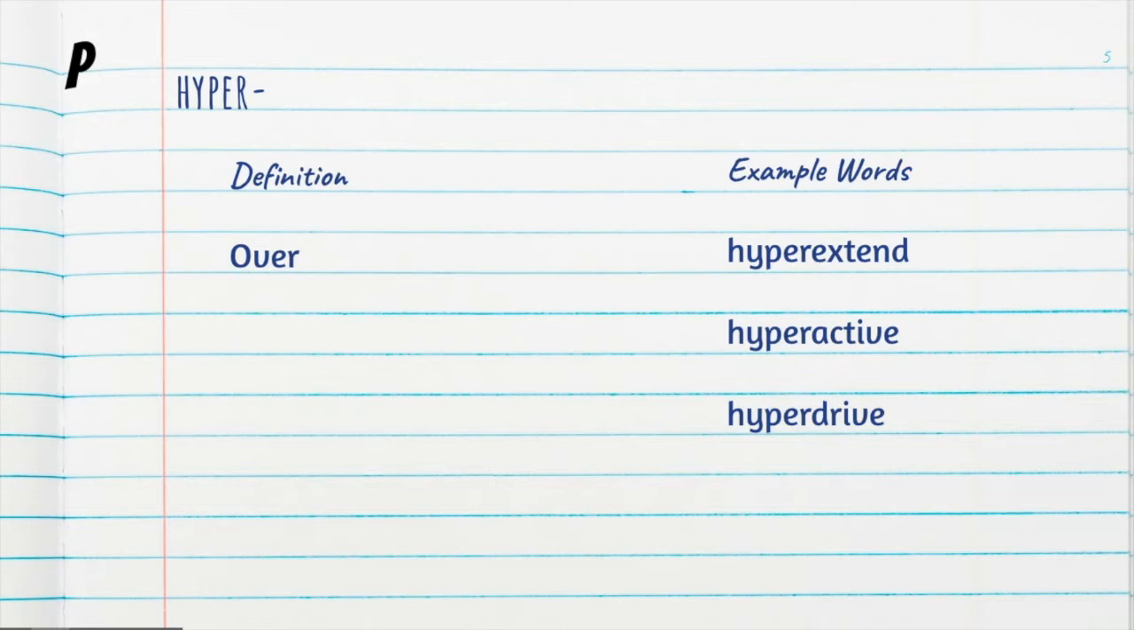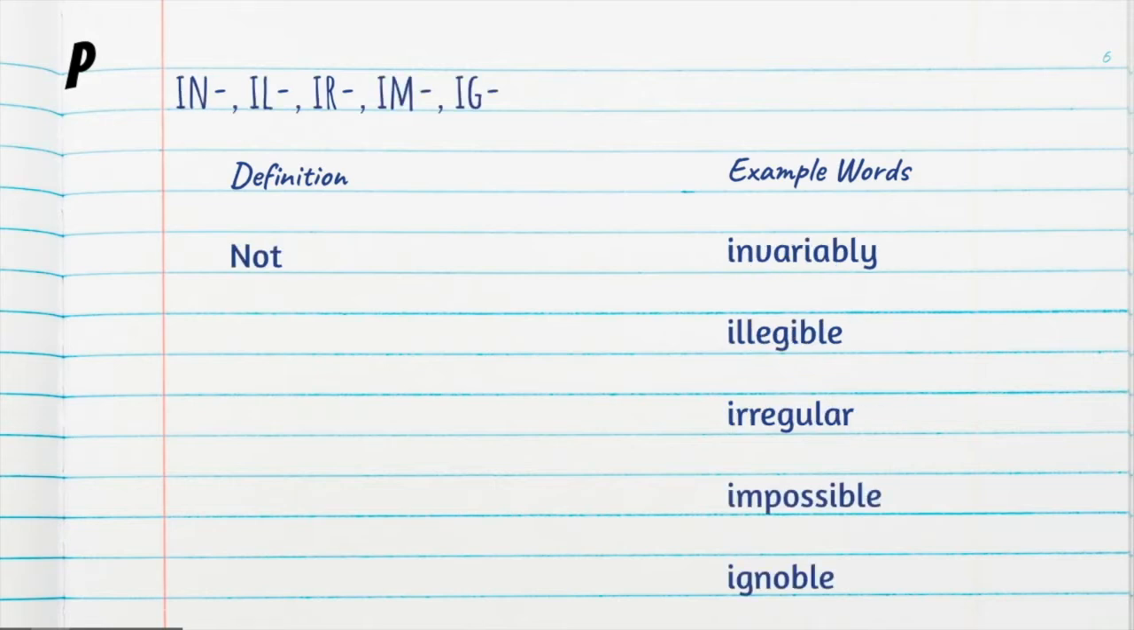The next one is another prefix, and there are actually several prefixes that all fall under this same category, so you'll want to make sure that you copy all of these down. In, il, ir, im, and ig. And all of these mean not. We group them together because it is a very similar prefix type, right? The I and then a consonant.